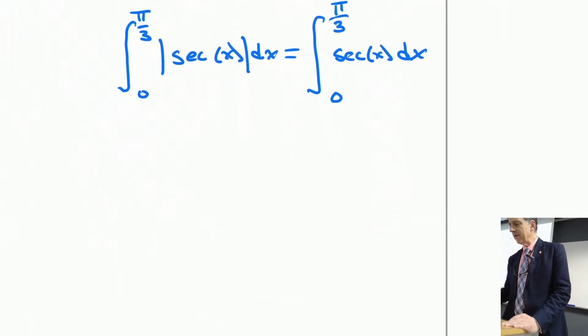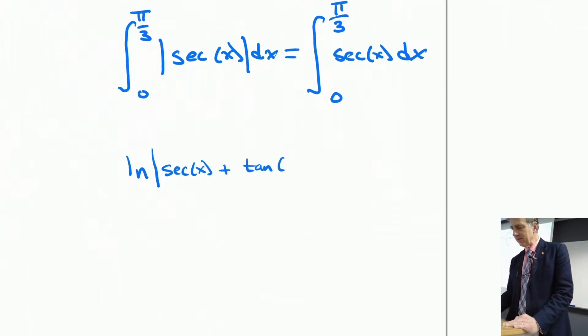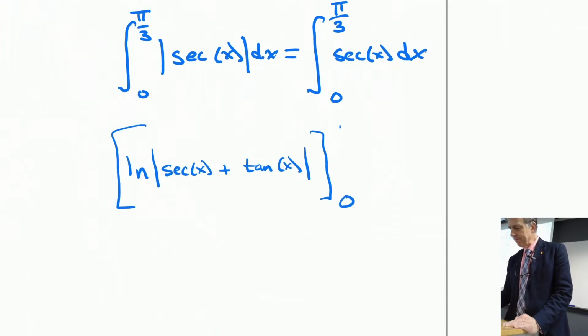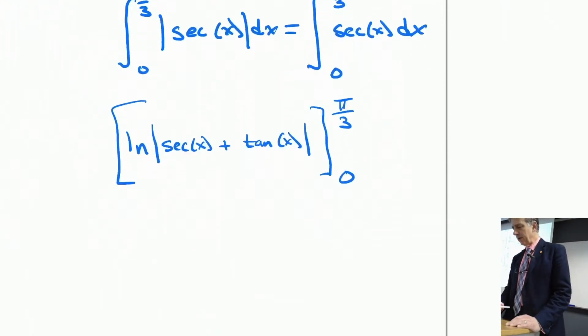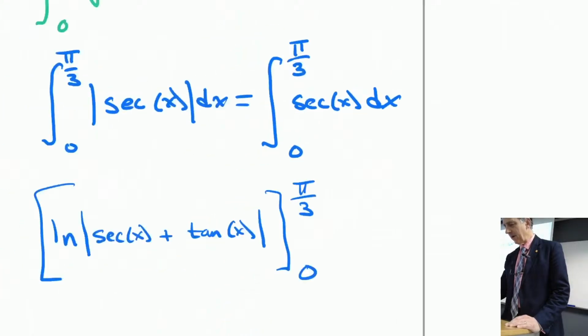And now we have to figure out what that is, but we did this once before. I'm not going to do it again. That's going to be the natural log of secant x plus tangent of x. Wait, is that right? I believe so. Now I'm doubting myself. Just a minute. Let me double check. That is right. Oh, good.